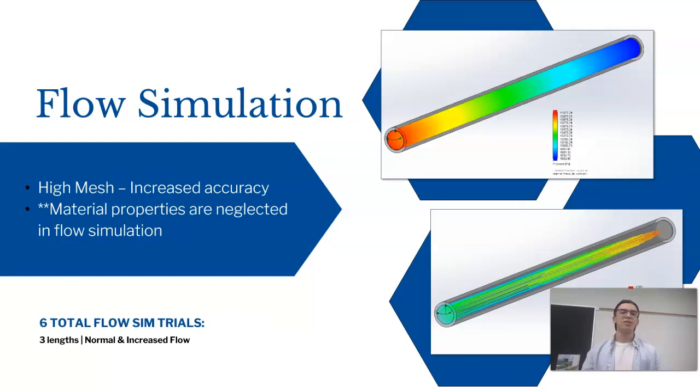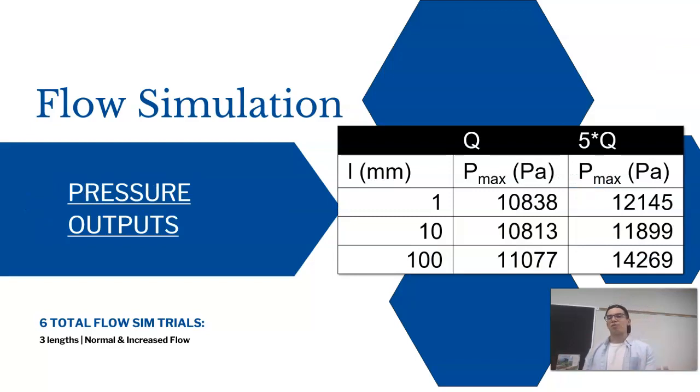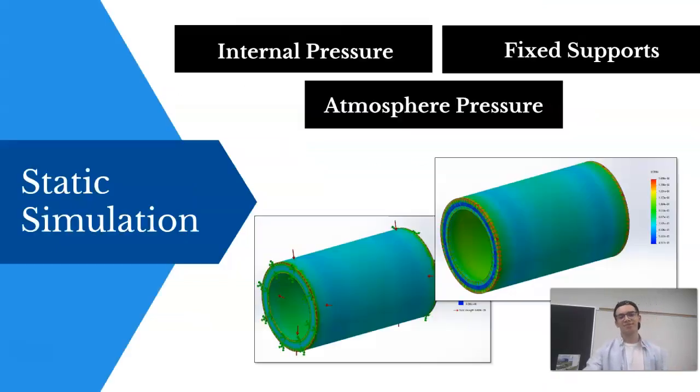So again, more configuring for the flow simulation. Used a high mesh to increase that computational accuracy, but it was important to note that the material properties are neglected in this flow simulation. So a total of 6 flow simulation trials, the 3 lengths I wanted to investigate, and 2 flow rates for each length, normal flow, and a worst case scenario type situation where you had 5 times that normal flow. And here were the corresponding pressure outputs, found that maximum pressure for each respective length, and the different flow rates.